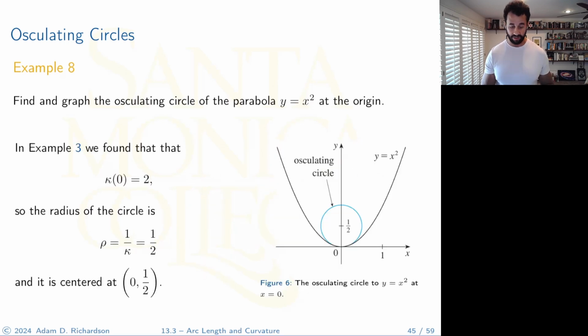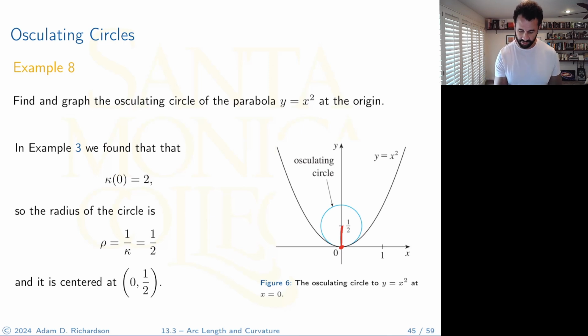Luckily, we have some of this information from earlier. In example 3, we found that the curvature at 0 was 2, using that formula and so on. So that means that the radius of that circle has to be the reciprocal of that, because the curvature of a circle is inversely proportional to its radius. So the radius is 1/2. If the radius is 1/2, and it is centered at (0, 1/2). Oh yeah, there we go. Just like a brain fart for a minute there. The radius is 1/2, and we know that this point has to lie on the circle. That means that this distance is 1/2.